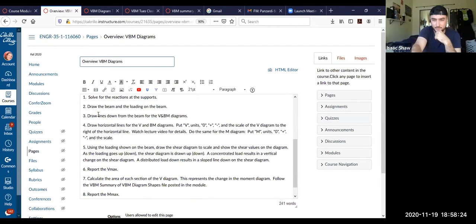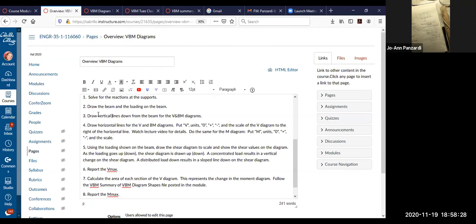I think down makes it pretty clear. All right, well. Draw vertical lines down from the beam for the shear and bending moment diagrams. Then draw a horizontal line for both the shear and the bending moment. Put V, the units, plot 0, plus and negative, and the scale of the shear and bending diagram to the right of the line. Wait, put.